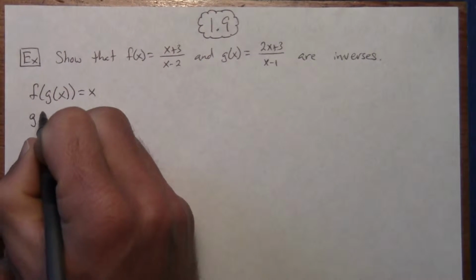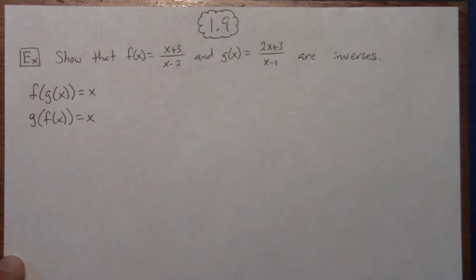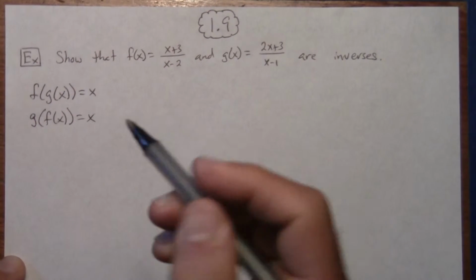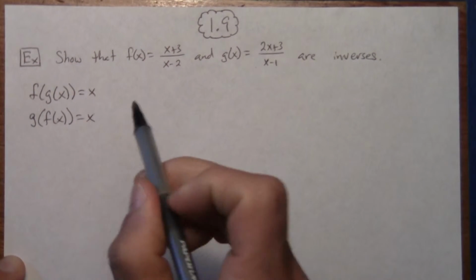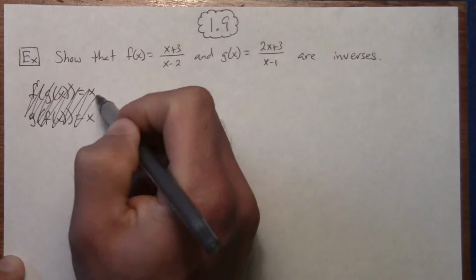And then after that, I have to find g of f of x and show that that would also simplify to x. Now that's technically what they want us to do. And yeah, we probably should do that, but we don't necessarily have to. If we know how to find an inverse, which we do, let's go ahead and just do that instead.